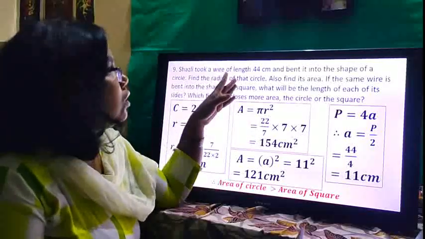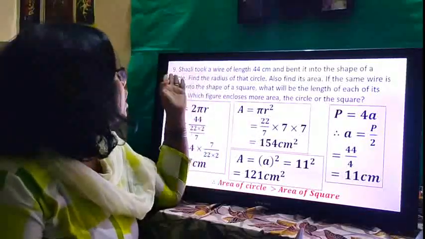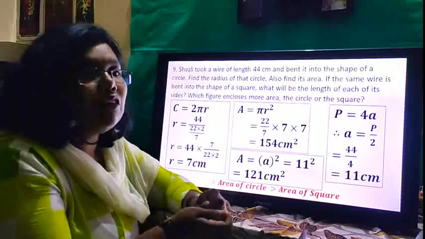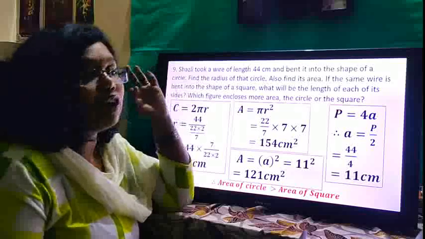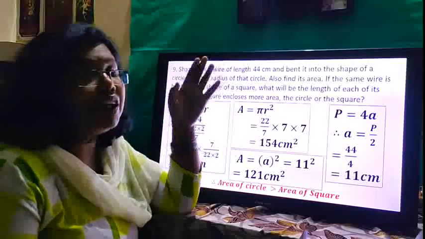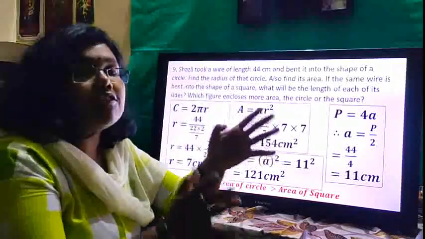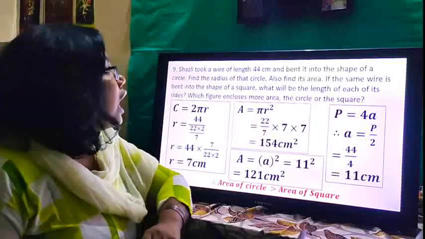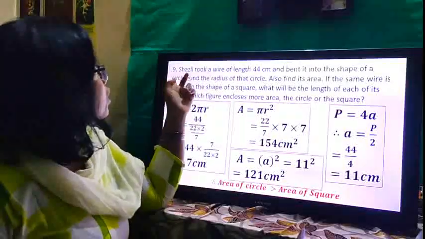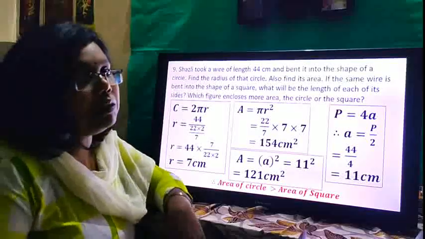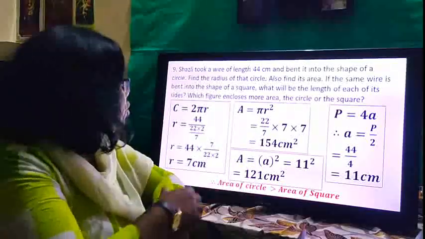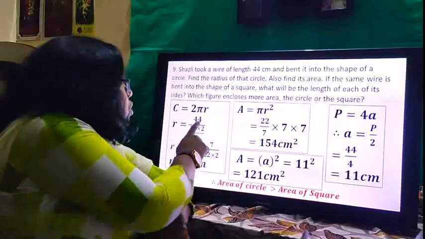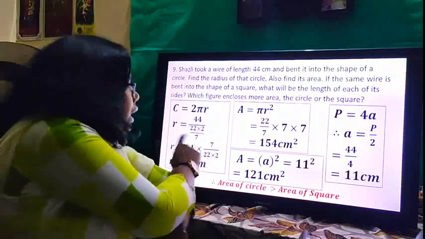First thing that we have to understand is that Shazli took a wire. That means we have a complete wire. The measure of it is 44 meter. That means here we have been given the circumference of that circle, which is 44. And then she bent it into a circle, find the radius of that circle. That means using the circumference formula, we are going to find the radius. So circumference is 2 pi r, so radius is equal to circumference upon 2 pi.